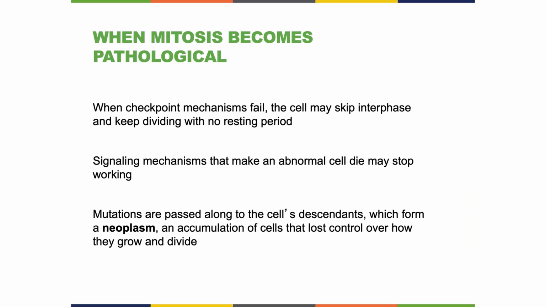And because these mutations are prior to cell division, they're going to be passed on to the new cells. And so these new cells can form a neoplasm, which is a growth. It's an accumulation of cells that have lost control about how they grow and divide, and they're not going to be able to differentiate into specific roles. They're basically just going to accumulate and have the potential to draw nutrients away from other cells and tissue, and that's when it becomes pathological.